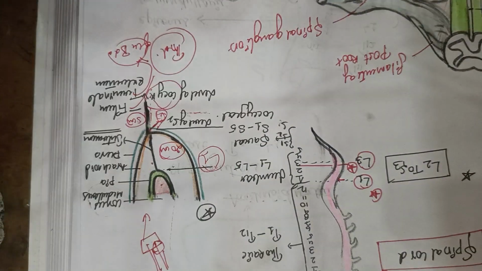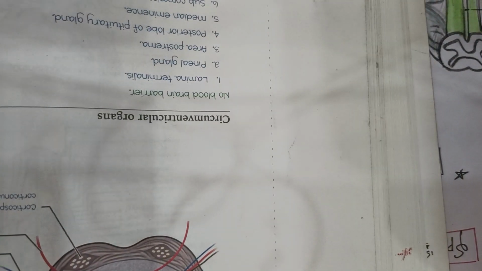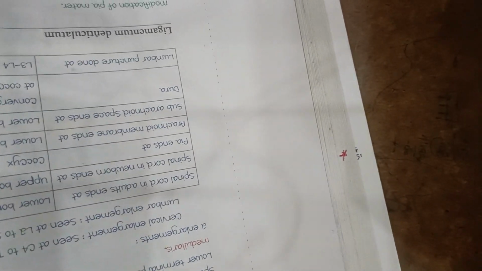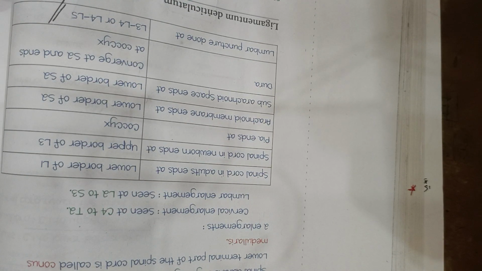Okay, so the next important point we need to understand is the whole session which we have already discussed, and they have put it in the diagram. They have put it in a brief table here. So the first point written here is that the spinal cord in the adult ends at, where does it end? It ends at the lower border of L1. The spinal cord in the newborn ends at where? It ends at the upper border of L3.